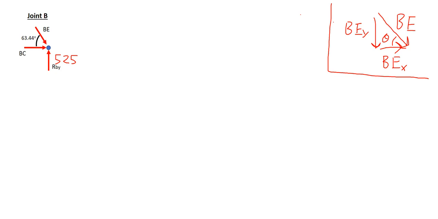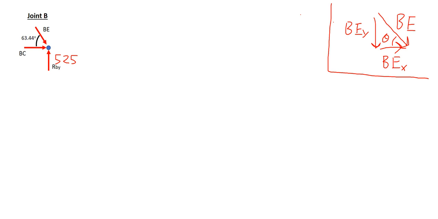In this particular example, we will take a look at joint BE in a larger truss system. As we saw from the previous example, we solved for the reaction force at B in the y direction and got a value of 525 pounds. We also have beams BE and BC acting at joint B. Beams BE and BC are drawn with the arrows pointing towards the joint to represent those beams being under compression.